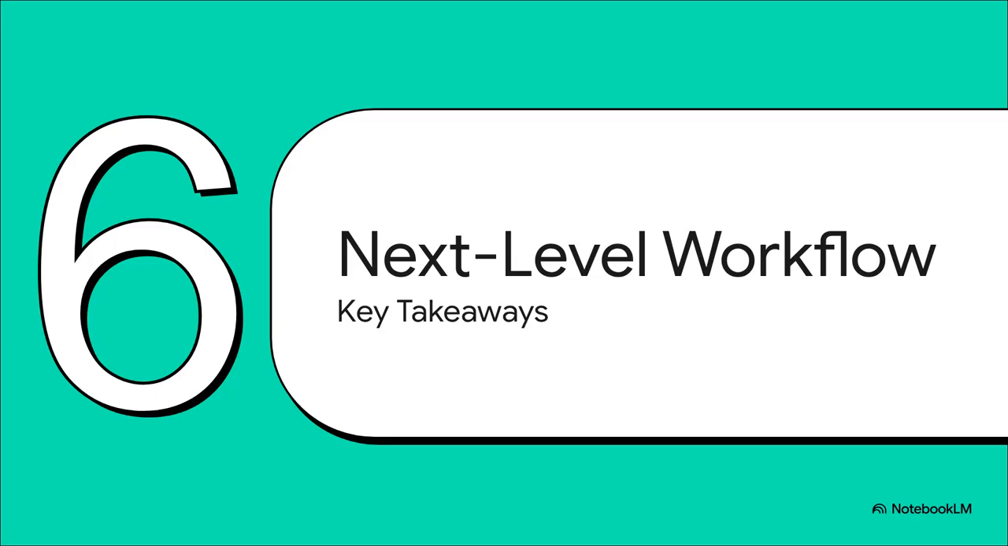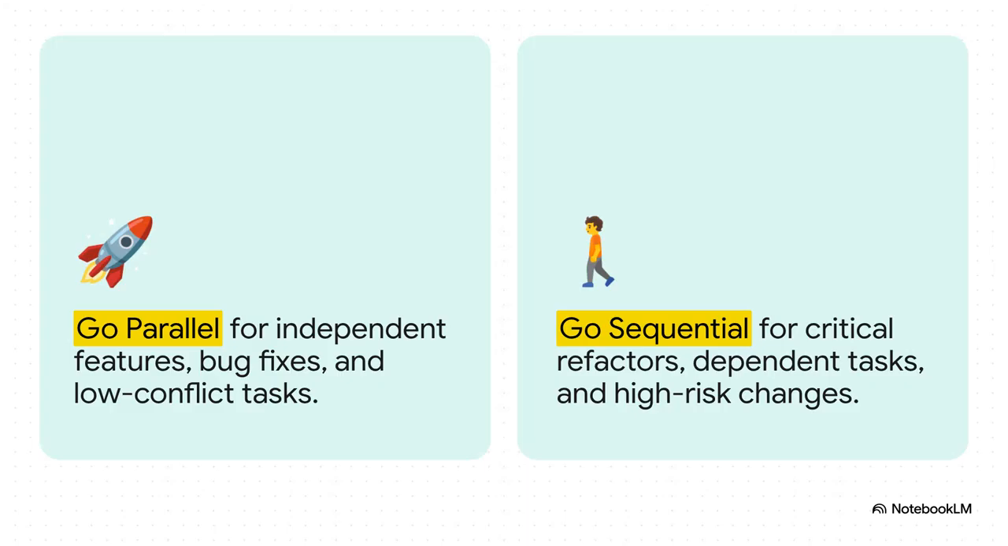Okay, so let's bring this all home. What are the big takeaways? How can you actually start using this stuff to level up your own workflow, like today? Honestly, the biggest lesson here is knowing when to go parallel and when to not. Worktrees are your best friend for things like independent features, most bug fixes, and other low-conflict tasks. But for those huge, critical, high-risk refactors that touch the very heart of your application, sometimes the old-school, single-threaded sequential approach is just safer and, believe it or not, probably faster in the long run.